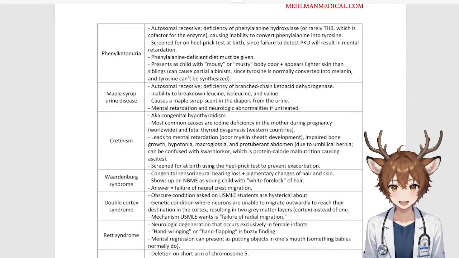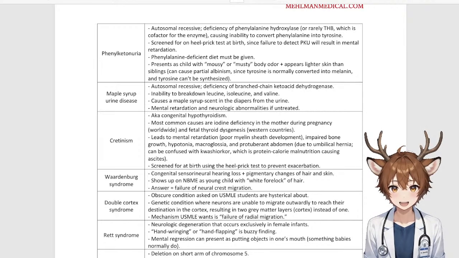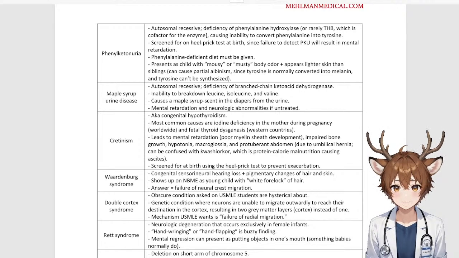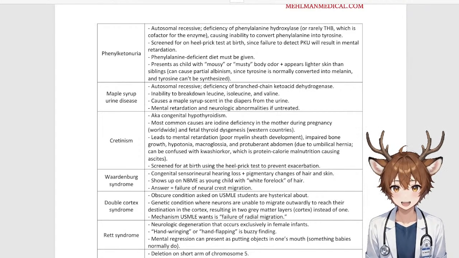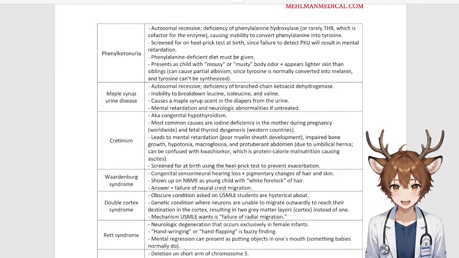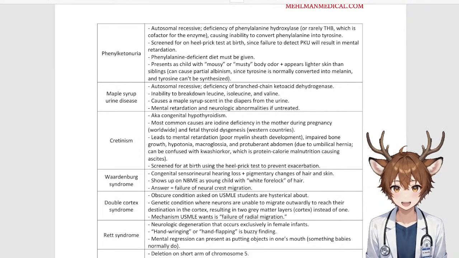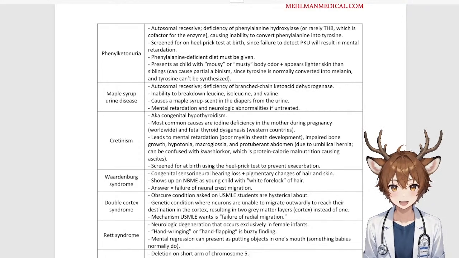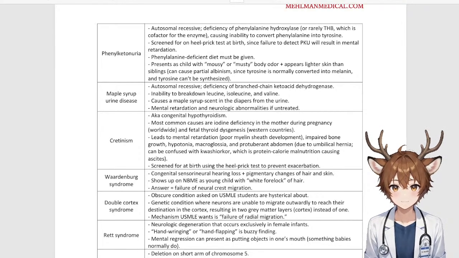Phenylketonuria, autosomal recessive, deficiency of phenylalanine hydroxylase, or rarely THB, which is a cofactor for the enzyme, causing an inability to convert phenylalanine into tyrosine. Screen for it on heel prick test at birth, since failure to detect PKU will result in mental retardation. A phenylalanine-deficient diet must be given. Presents as a child with a mousy or musty body odor plus lighter skin than siblings. Can cause partial albinism since tyrosine is normally converted into melanin and tyrosine cannot be synthesized.